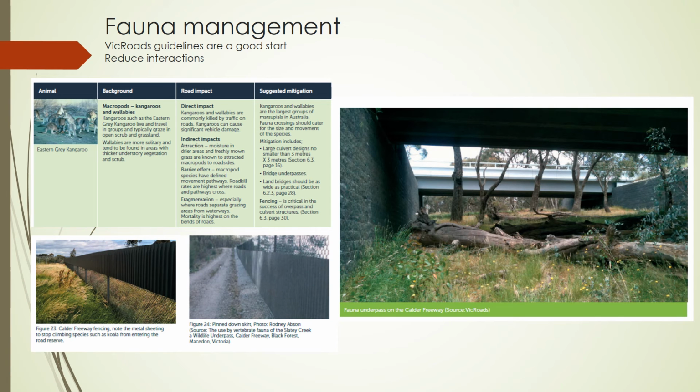So with regards to the Baggins Road project, we've actually been doing a lot of research, and the VicRoads guidelines are a really good starting point for how to manage your interactions with your animals. They've basically covered the macropods, being kangaroos and wallabies. They've given us straight guidelines as to what's acceptable, and they've been using them themselves.